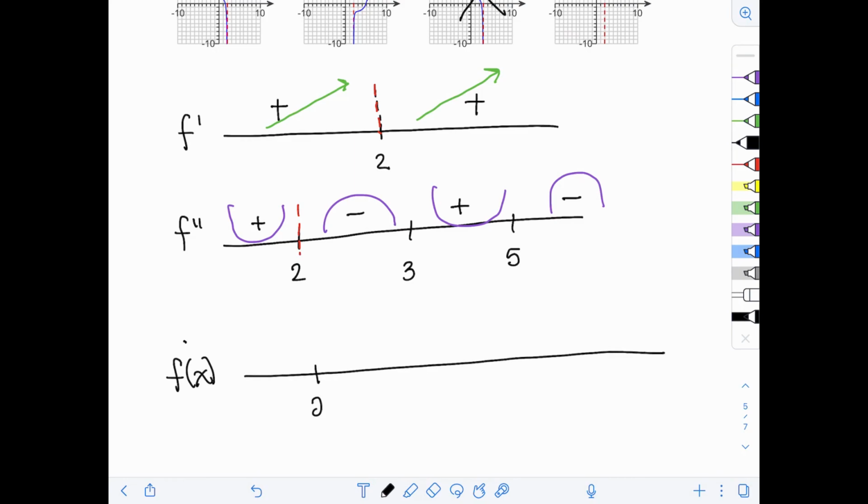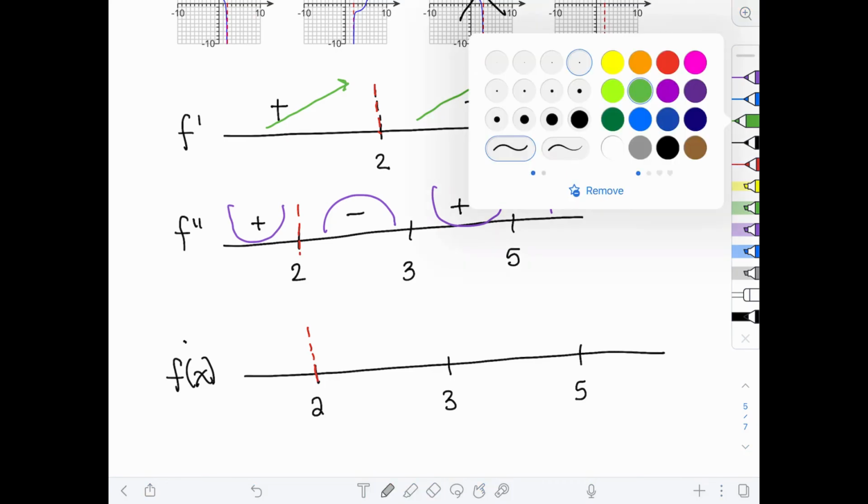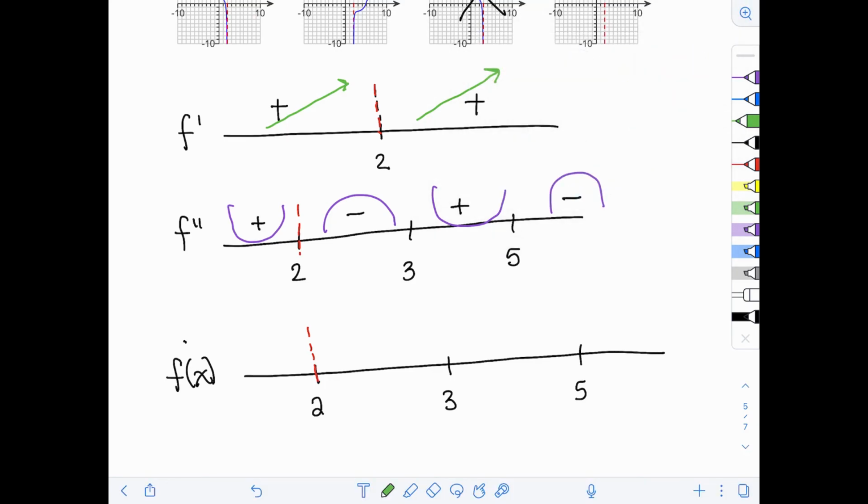And so all the numbers we've got are 2, 3, and 5. Again, I might indicate that 2 is actually a vertical asymptote. And let me just fill in the same information. So it's always increasing. So let me draw that in. And then let me draw in the concavity. So concave up here, concave down, concave up, concave down. And putting that all together, okay, so increasing and concave up means that side. So it's going to look like that on that interval.